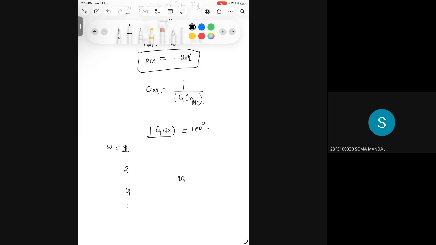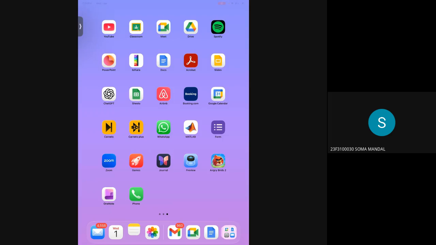For me, it comes around 3.7. When your omega is equal to 3.7, your overall angle is 180 degrees. So your phase crossover frequency is equal to 3.7. Just find your magnitude at 3.7. Put 3.7 wherever omega is there, and that's your gain margin. It's a little tedious problem, but by practice I think you will be able to find it.